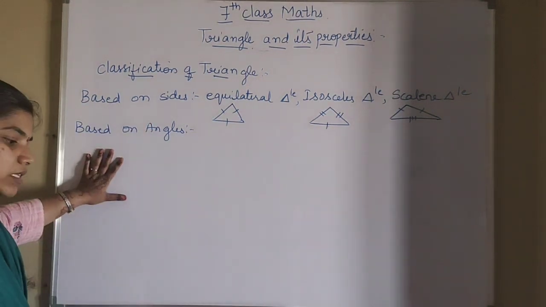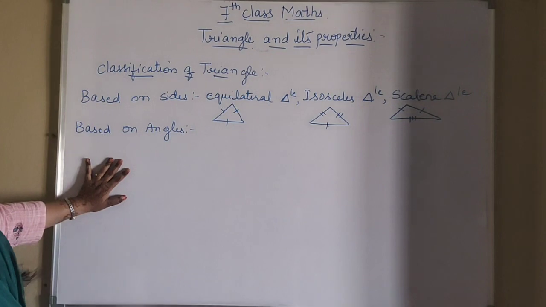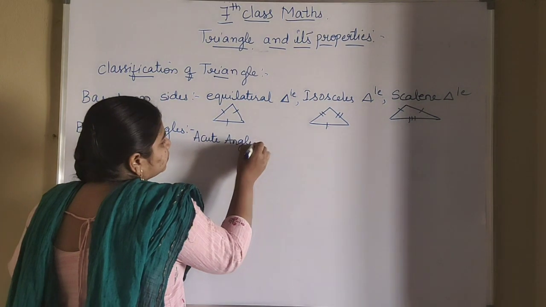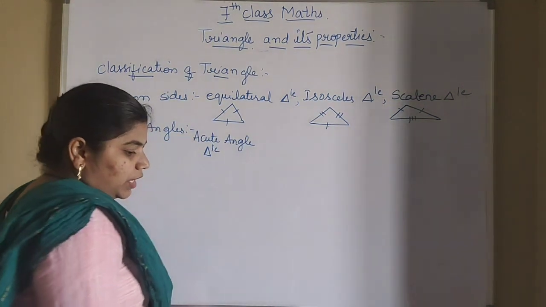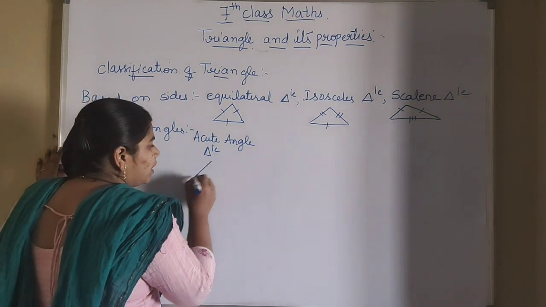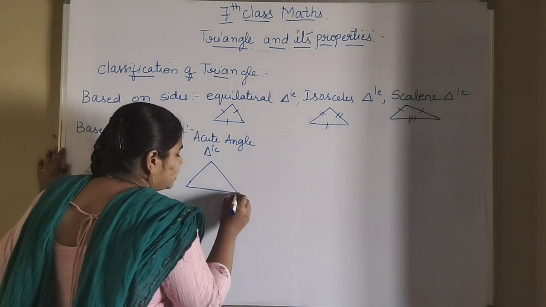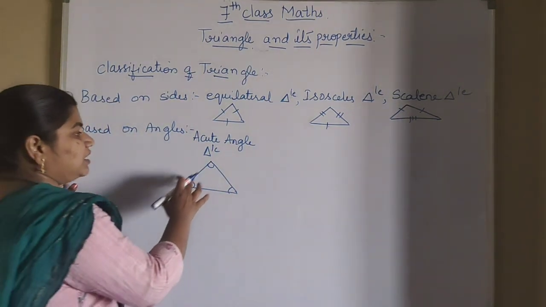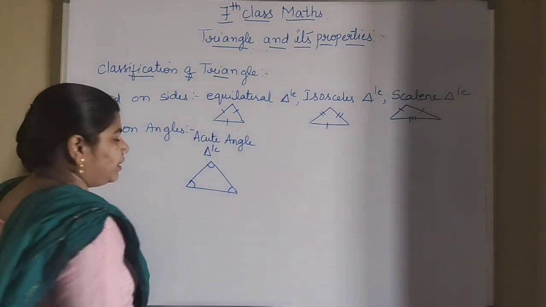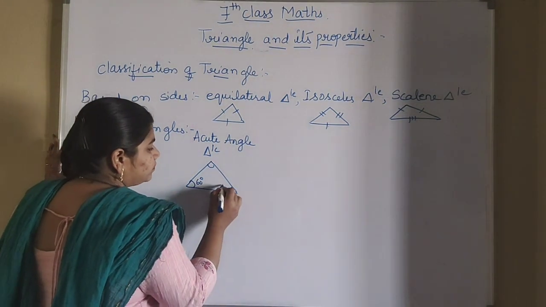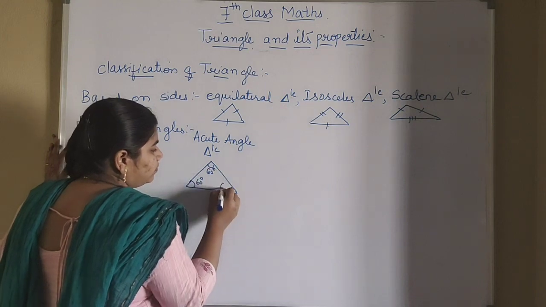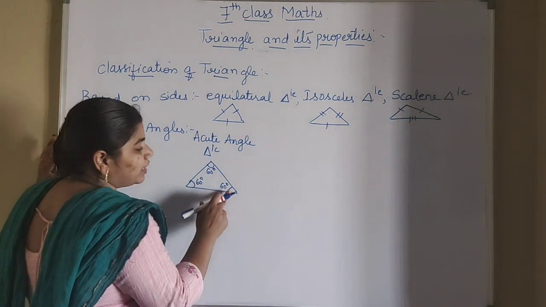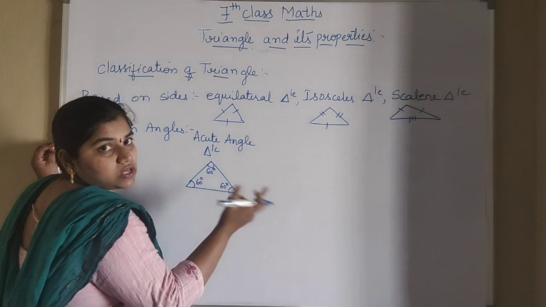Now based on angles. Based on angles also you are having three types. One is acute angle triangle. Acute angle triangle is nothing but all the three angles will be acute. Acute is nothing but all the three angles will be less than 90 degrees. So you can take here 60, 60, 60. 60 is less than 90, an acute angle, and that is also an acute angle.